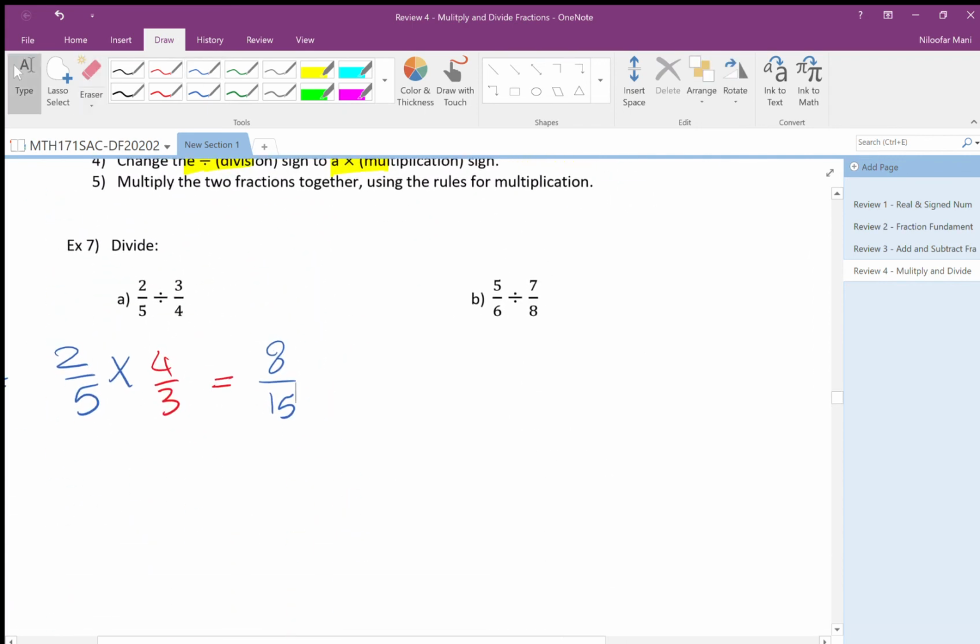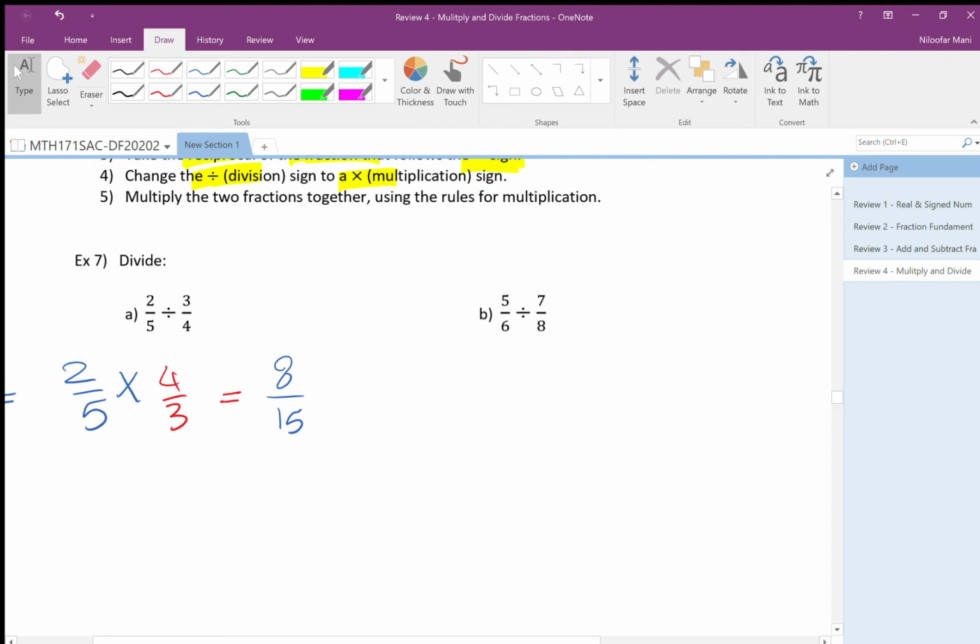How about the next one? The next one, equal, do I see any mix? No. Do I see any whole numbers? No. So it's just 5/6 multiply, maybe I use this one here, 8/7. And this I cancel 3 and 4, and then I cannot simplify, so it's 20/21 and done.